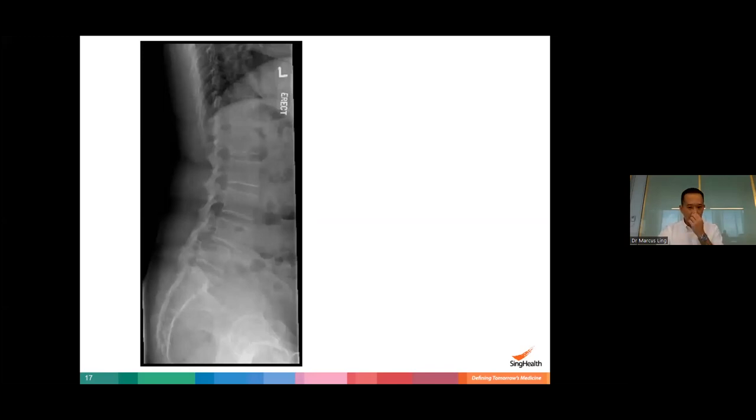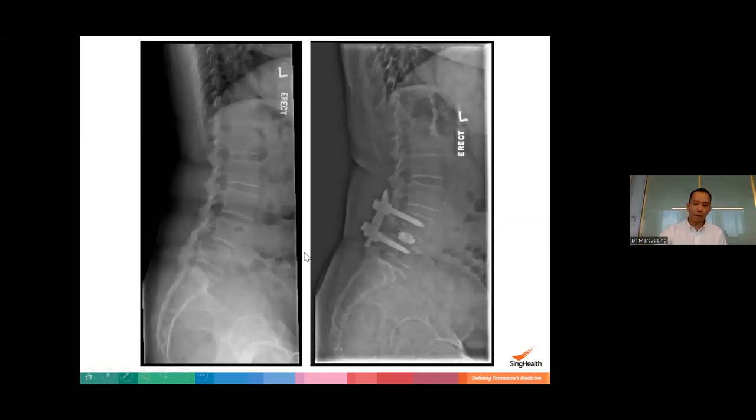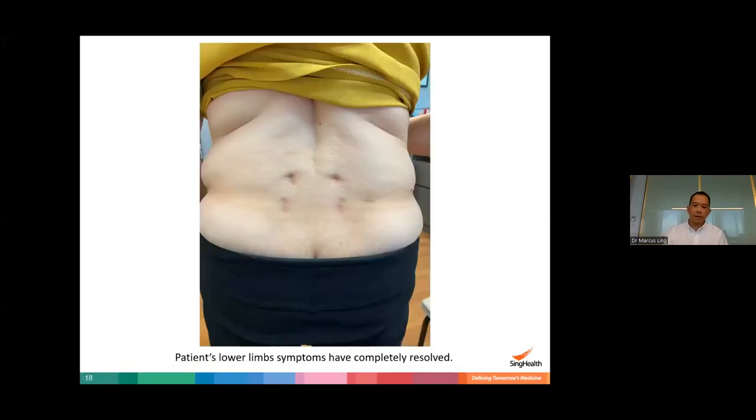And I actually did an endoscopic spine fusion for her with screws, rods, and an expandable cage. And I was able to reduce the deformity that you see preoperatively. So this is her 1 year after surgery. Her lower limb symptoms have completely resolved. And all you can see are percutaneous stab incisions in her back. So no whopping scars, which we would have expected 10, 20 years ago.